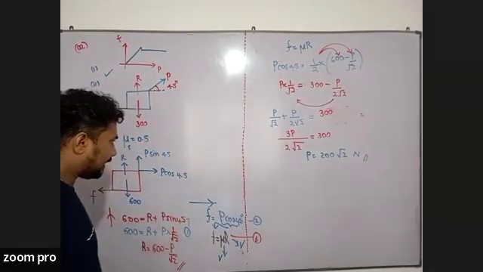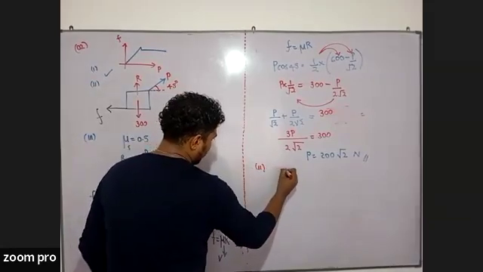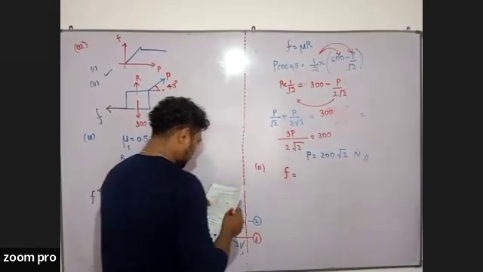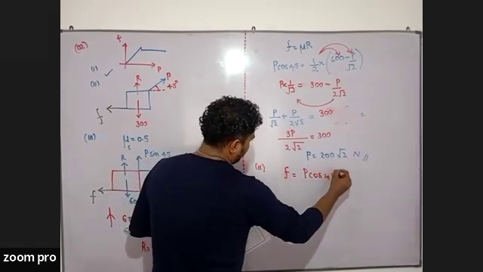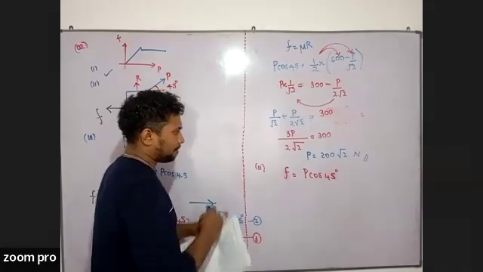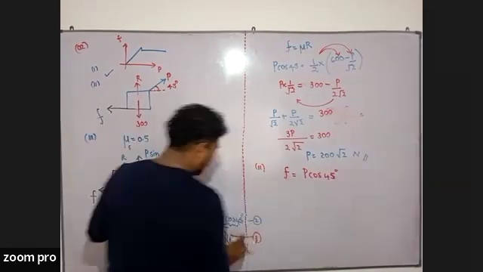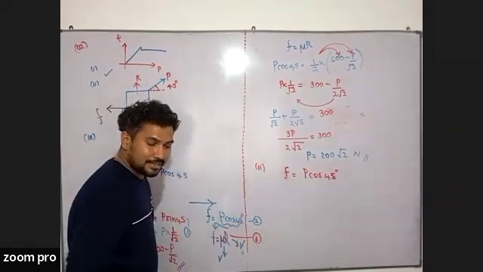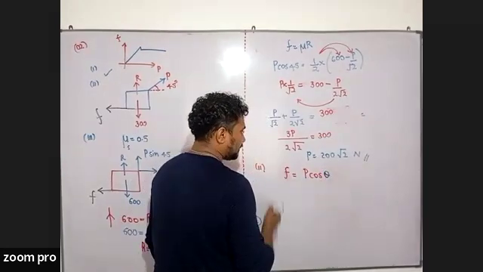So now, what is the related equation with the friction? According to the second equation, F equal friction force equal to P cos 45. Now they mentioned that P remains constant. So let's assume this angle as theta. If I substitute theta instead of 45, then it should be P cos theta, isn't it?